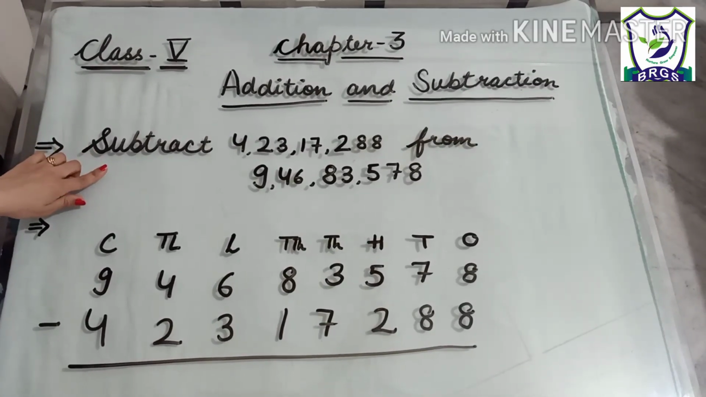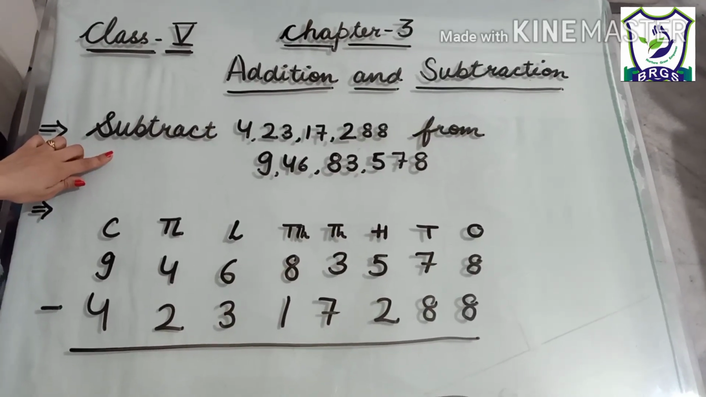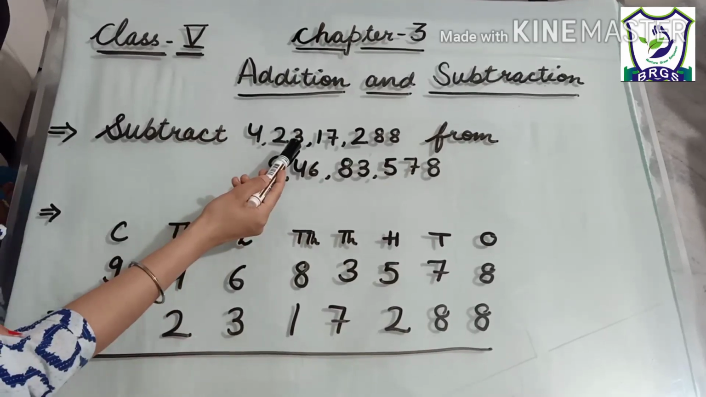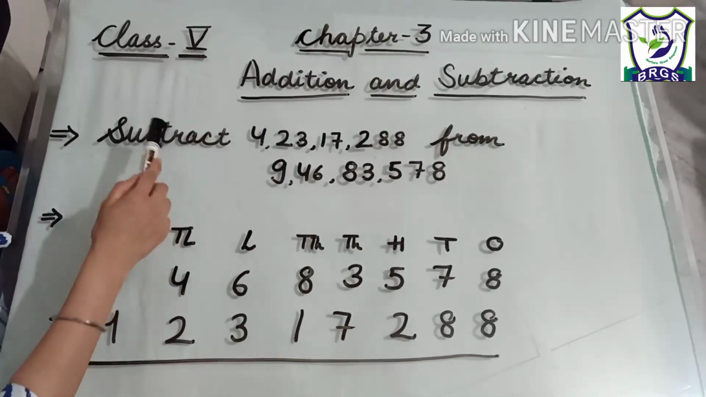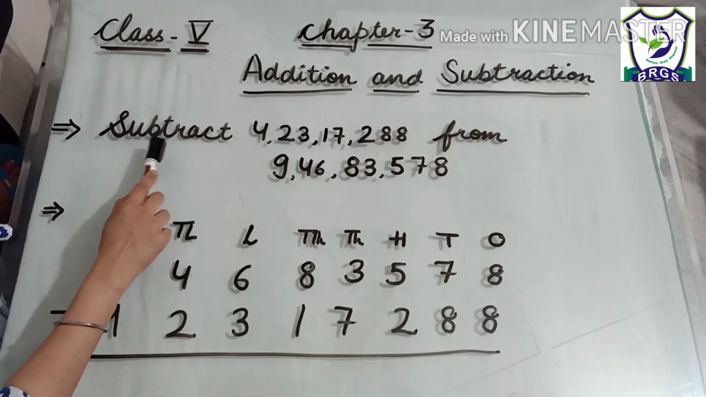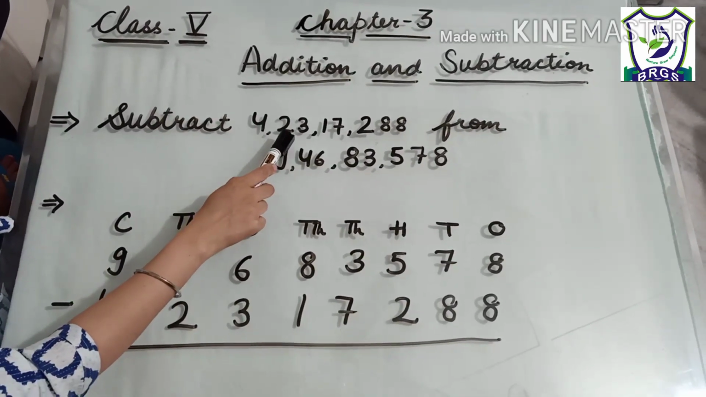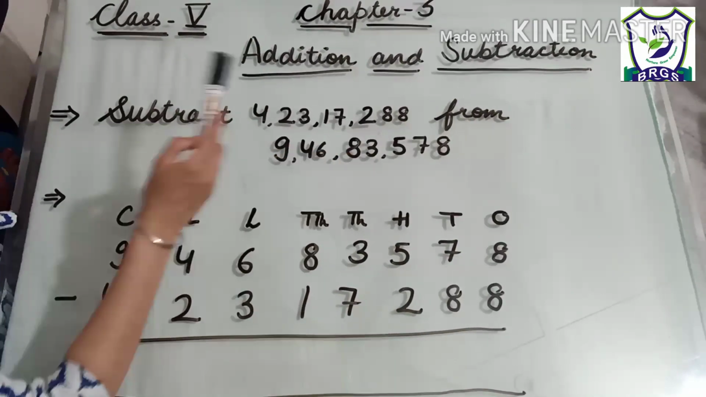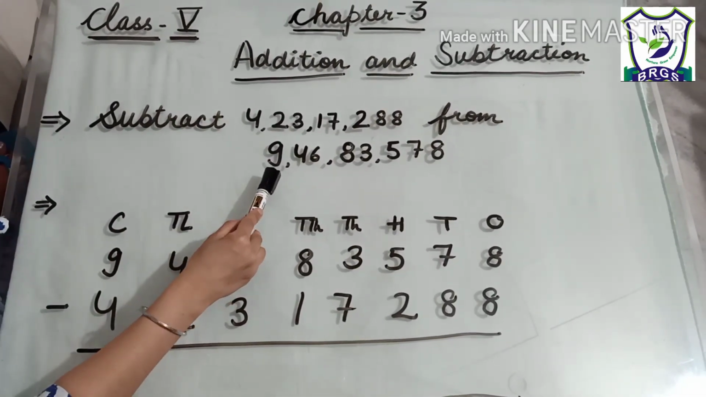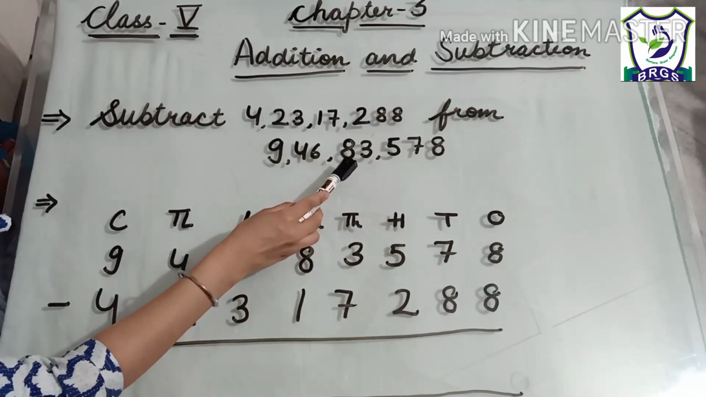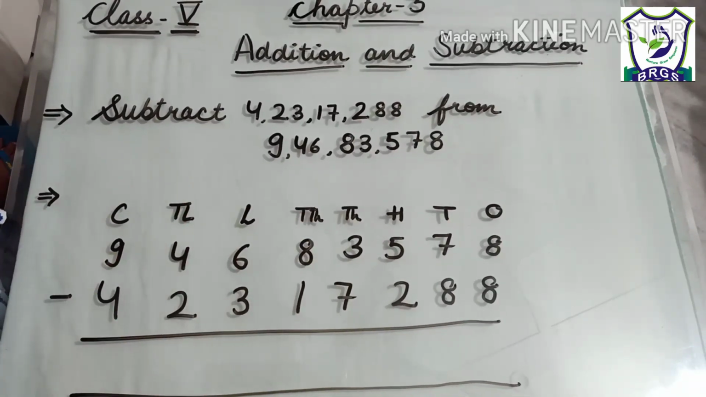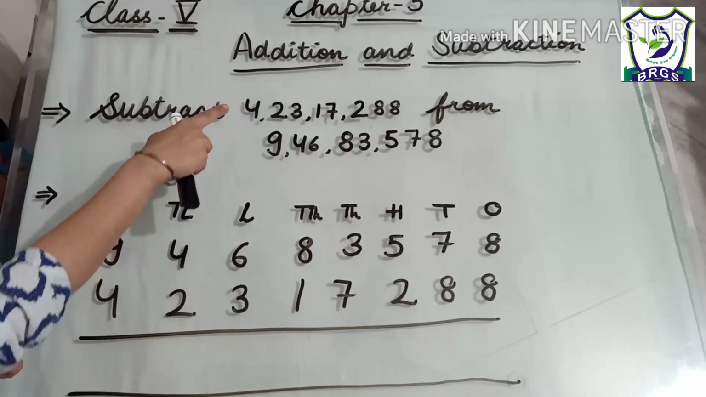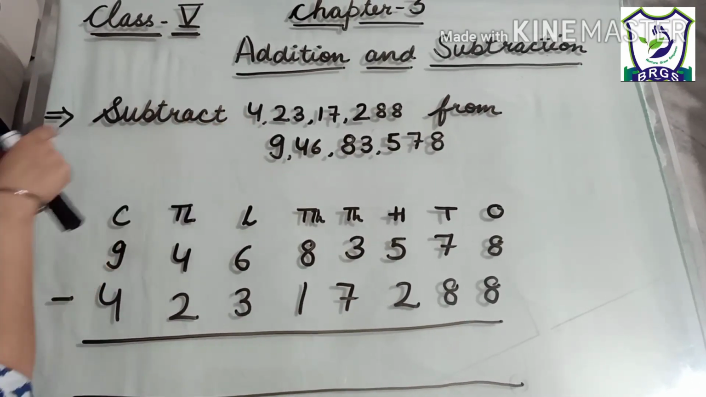Here I have taken one example of subtraction of a 7 or 8 digit number. Here I have taken an 8 digit number. Okay students, we'll do it with the example. Subtract 4 crore 23 lakhs 17,288 from 9 crore 46 lakhs 83,578. Students, you must remember that we always subtract the smaller number from the larger number.